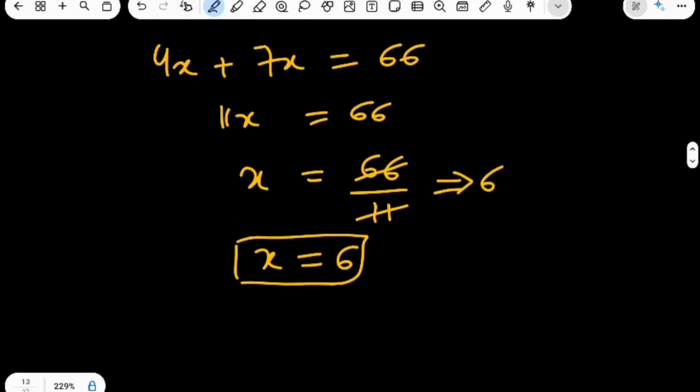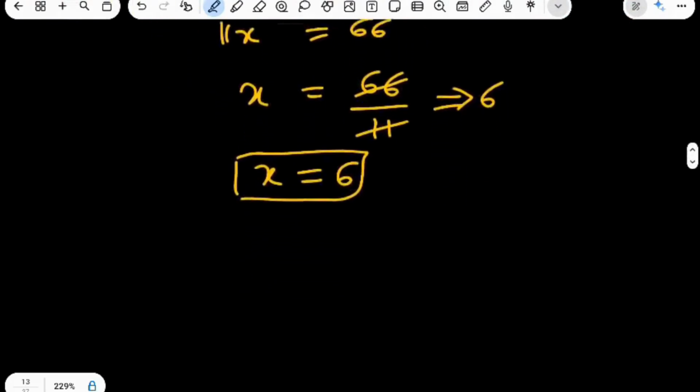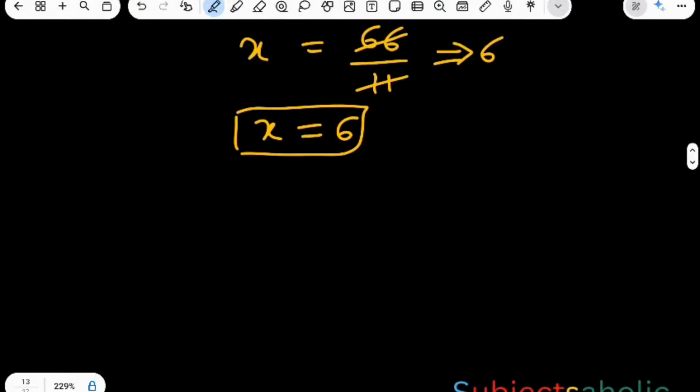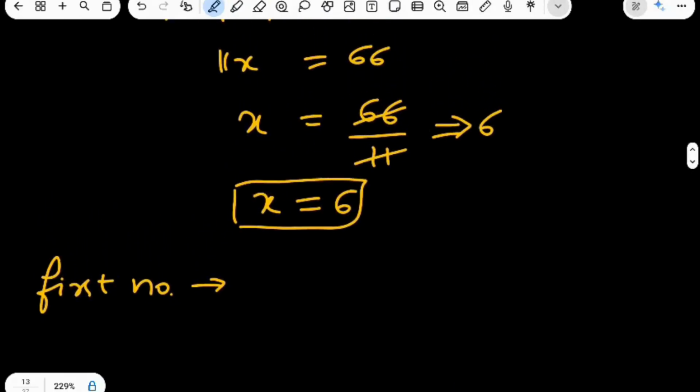Right? Now we are asked to find out the larger number. So we have these two numbers, that is 4x and 7x. So solving it, we get the first number, because right now we don't know which one is larger or smaller. After multiplying, we simply get to know which one is larger and smaller, right?